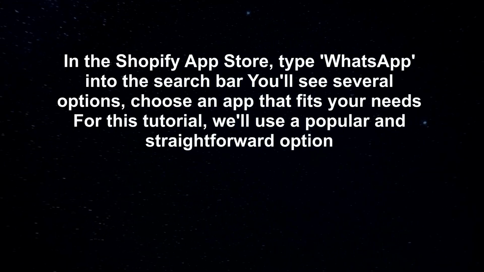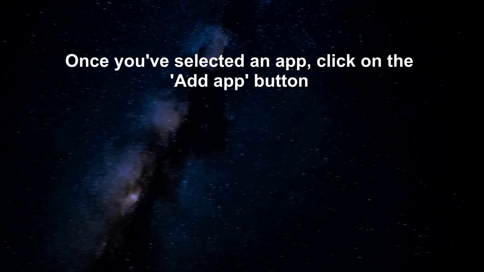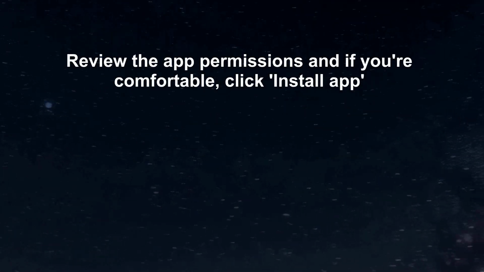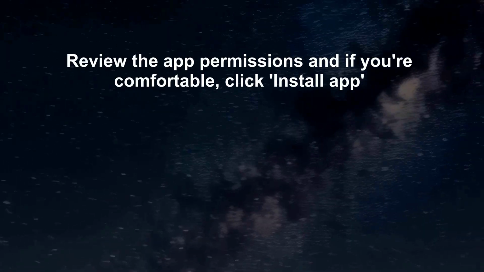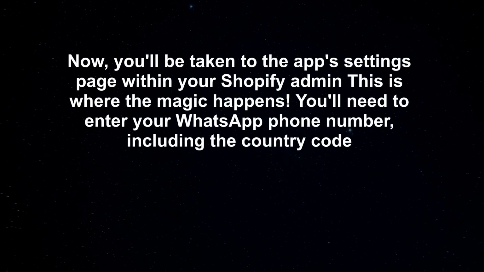For this tutorial, we'll use a popular and straightforward option. Once you've selected an app, click on the Add App button. Review the app permissions, and if you're comfortable, click Install App. Now, you'll be taken to the app settings page within your Shopify admin.